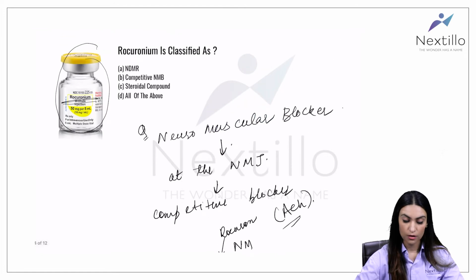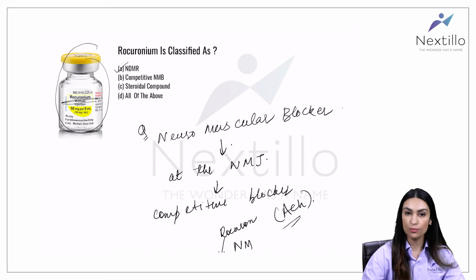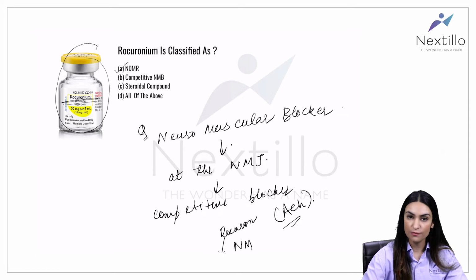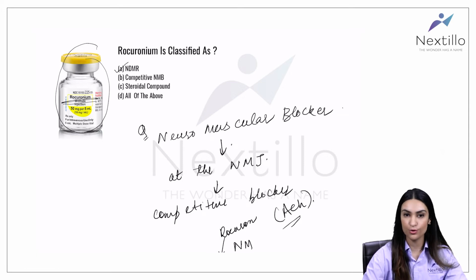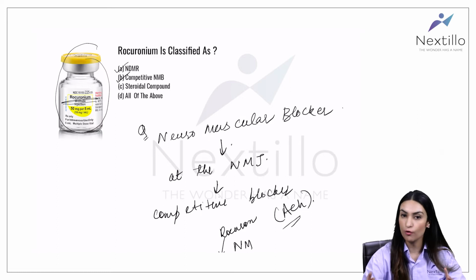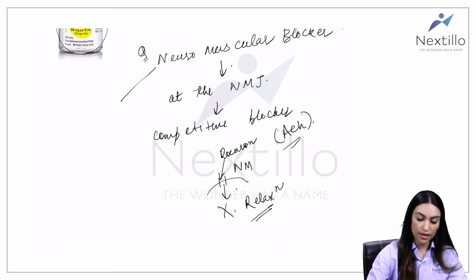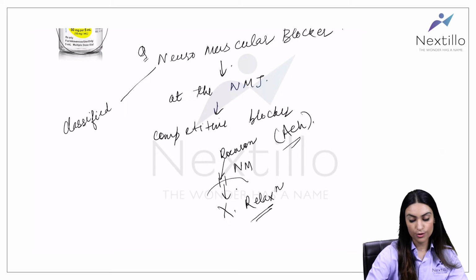So what is rocuronium? Here we get, it is a non-depolarizing muscle relaxant. It does not depolarize. It just acts directly in a competitive manner and blocks the transmission of impulse completely there. So it is competitive. We've got 2 points here. Now, neuromuscular blockers are classified according to the structure.